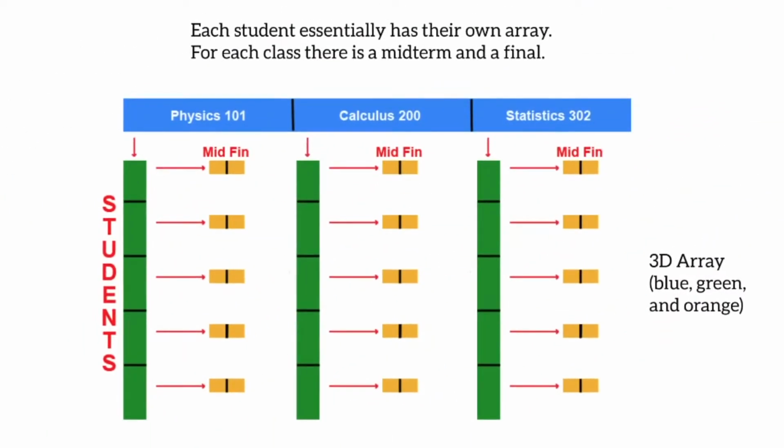In turn, each student element can have its own array. There are 2 main grades that they get for each semester: midterm and final. With this, we now have a 3-dimensional array of data.